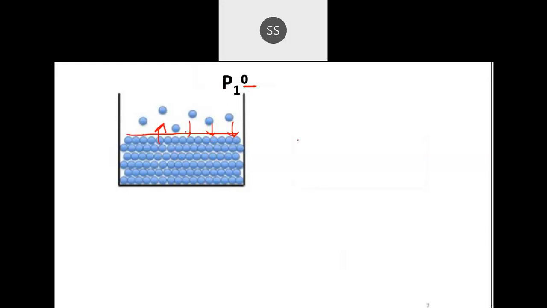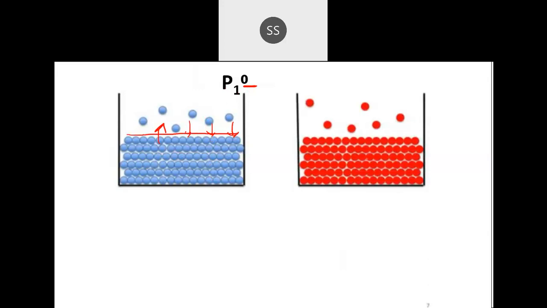Now we will take the next liquid, these red ones you can see here. That is the second liquid which we have taken. Again the same thing happens: they will also go into the vapor phase and exert a pressure. Only these red molecules are present, so only they will be exerting a pressure. That pressure I am going to take as P2 naught. So P2 naught is the vapor pressure of this pure red component, and P1 naught is the vapor pressure of only the blue component. There are no impurities present, they are in the pure state.